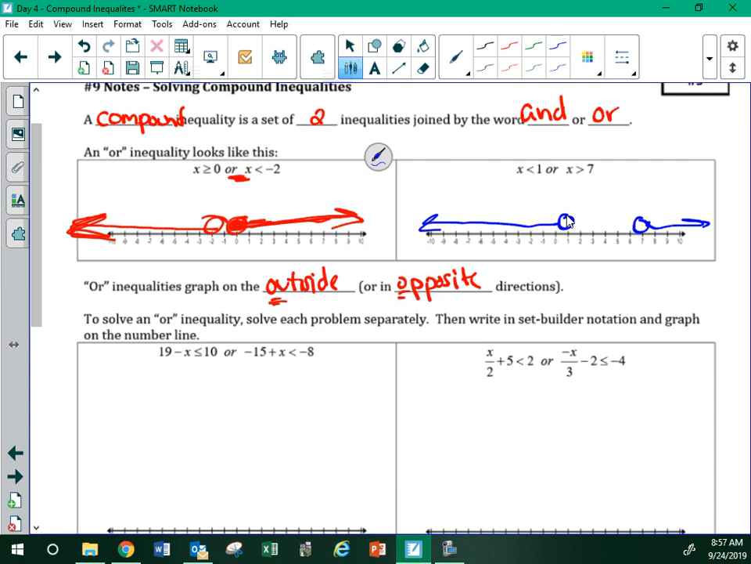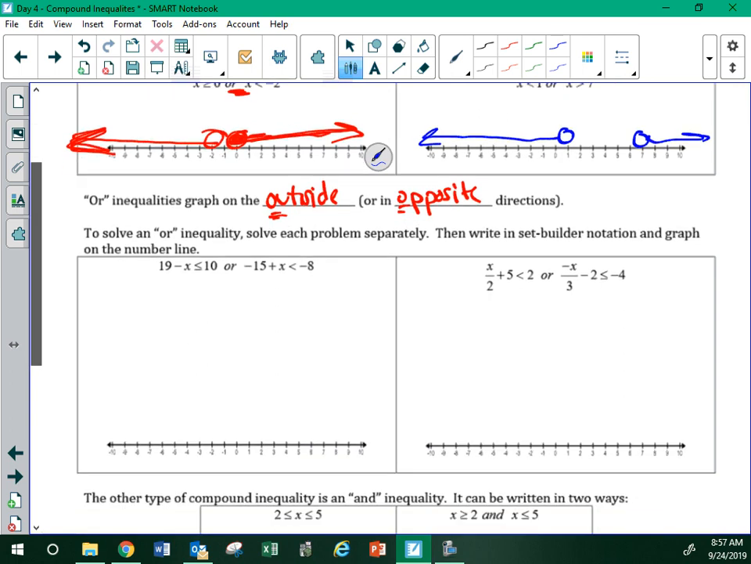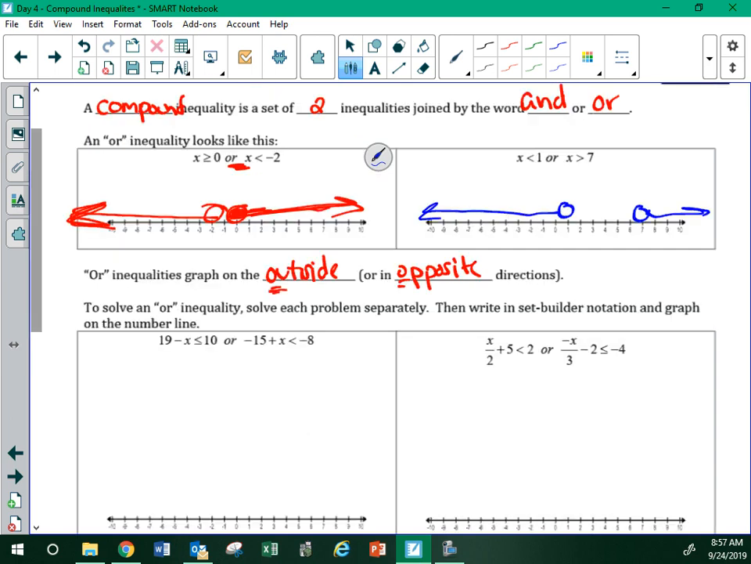Okay. So we're going to have to solve inequalities with or in it, just like we solved inequalities before. When we solve an or inequality, we're just going to do them separately. We have basically two inequalities, and we're going to do them individually. To solve an or inequality, solve each problem separately, then write in set builder notation and graph the number. All right, so this is just like we had before.